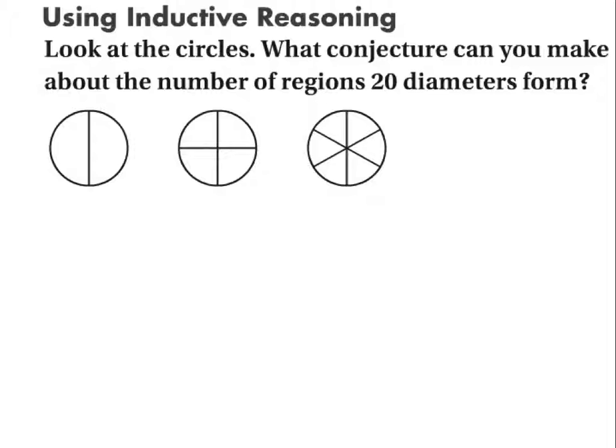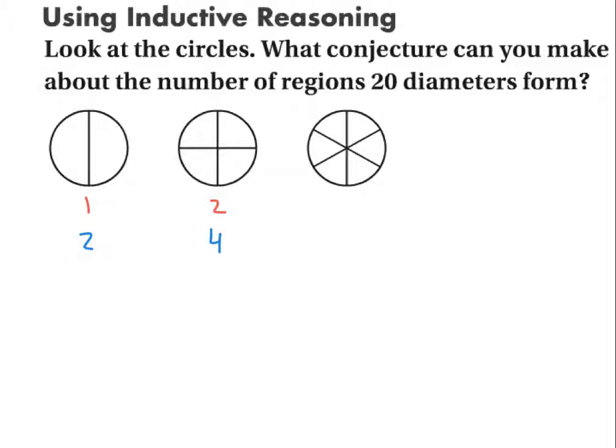So, using inductive reasoning, we want to look at the circles and decide what conjecture we can make about the number of regions 20 diameters will form. So, we're starting out with a circle. And in the first diagram, we're drawing 1 diameter. Please remember, a diameter is a segment that is cutting the circle in half, right? It's that longest segment across the circle. And so we're cutting our circle in half with 1 diameter. So if we have 1 diameter, how many regions of the circle is it divided into now? 2. Okay, well, in the next diagram, we have 2 diameters. How many regions do we have?